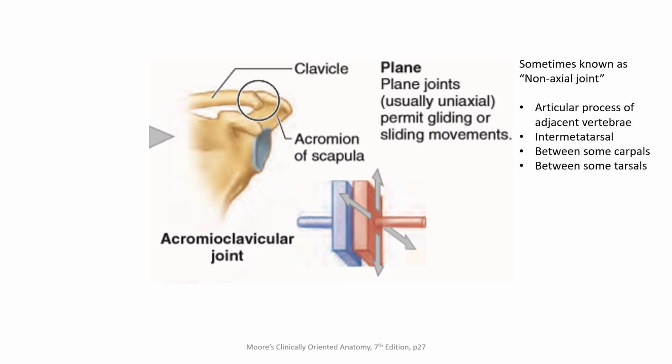So here you can see the articulating processes of the vertebra. There is the intermetatarsal joint, the joint between some of the carpal bones, the joint between some of the tarsal bones. Simple gliding movement like that can be possible between bones like this. So these are plane joints.